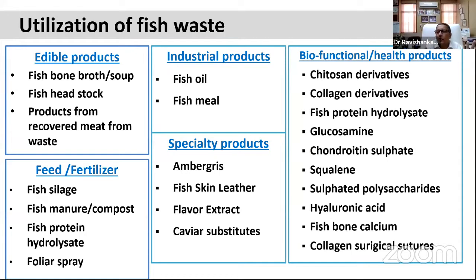Edible products, industrial products, biofunctional health products. You can see the chitosan derivative, from the glucosamine. It is going into all your, when we are getting aged, arthritic problems, your knee joint problems, all those capsules have glucosamine. Glucosamine is a derivative of chitin. Squalene, it's a wonder drug we call. Fishbone calcium, collagen, there are plenty of things. Flavor extract, fish skin leather. Leather you can use for so many things. Fish protein hydrolysates have tremendous use, and even now agriculture usage is coming up in a big way. So these are all the options for you.